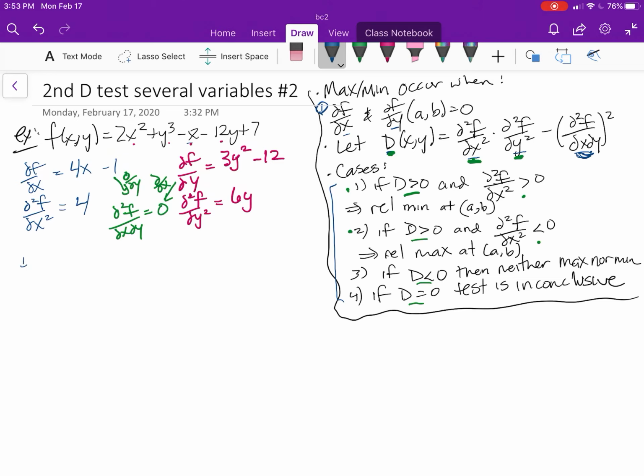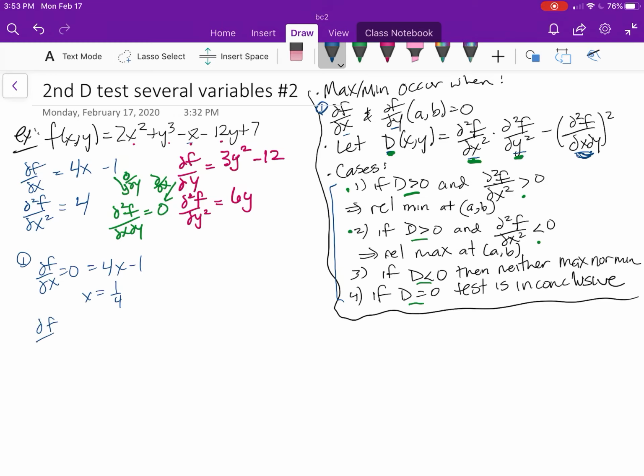First step again, we need to find the possible maxes and mins. And to do that, we set our partial x and our partial y equal to 0. So partial x equal to 0. That's 4x minus 1 is 0, which would mean x is 1/4.